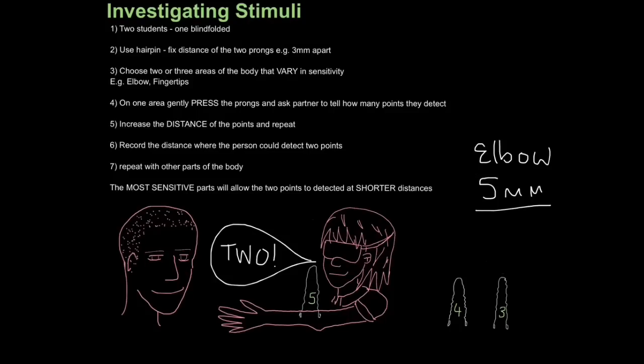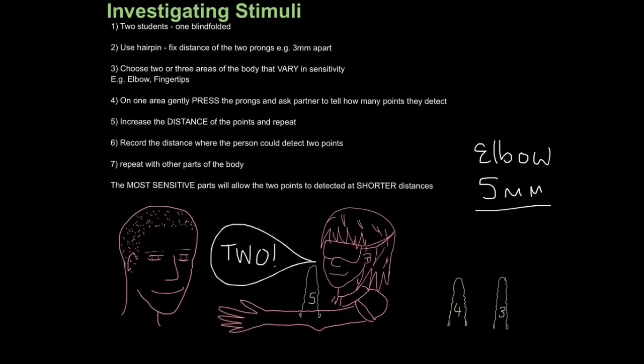Now you'd repeat the experiment on different parts of the body. So just remember, you increase the distance of the points and repeat. You record the distance where the person could detect 2 points. Then you repeat with other parts of the body.